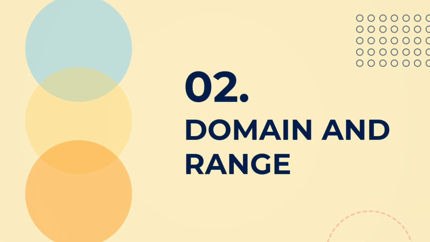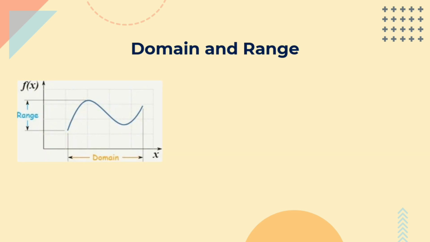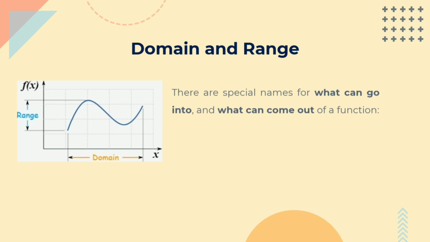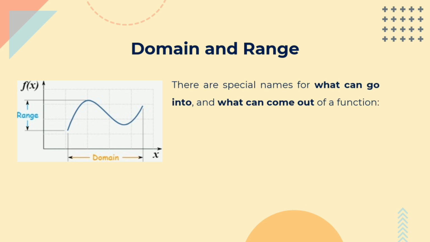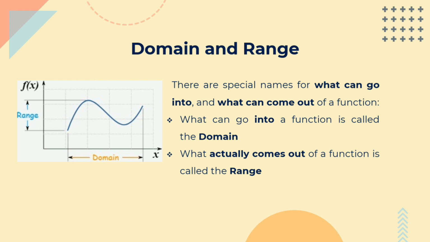And the second, I will explain about domain and range. Look at the picture. There are special names for what can go into and what can come out of a function. First, what can go into a function is called the domain. And what actually comes out of a function is called the range.